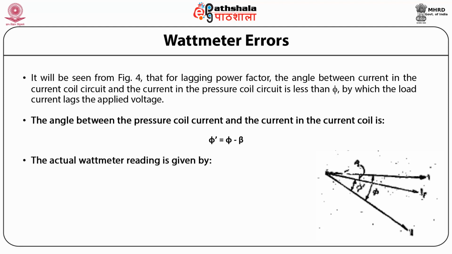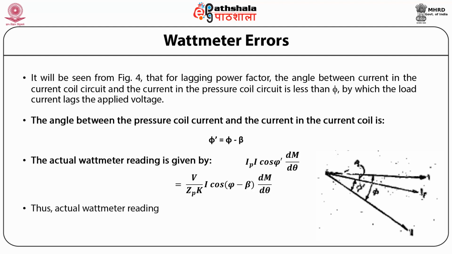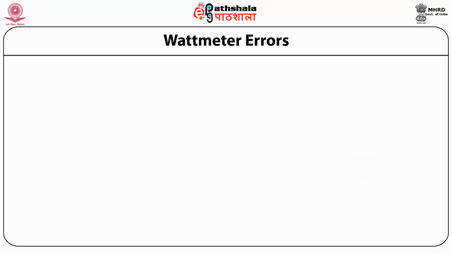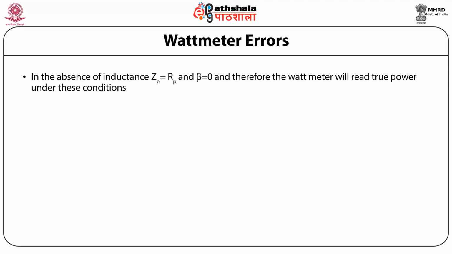The actual wattmeter reading is given by IPI cos phi prime multiplied by dm by d theta, which can be written as V by ZPK multiplied by I cos phi minus beta multiplied by dm by d theta. Thus, actual wattmeter reading is equal to Vi multiplied by cos phi minus beta divided by K into Rp by cos beta whole multiplied by dm by d theta. In the absence of inductance, Zp is equal to Rp and beta is equal to 0, and therefore the wattmeter will read true power under these conditions.